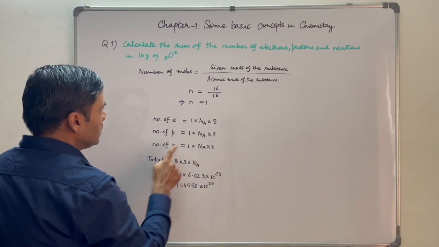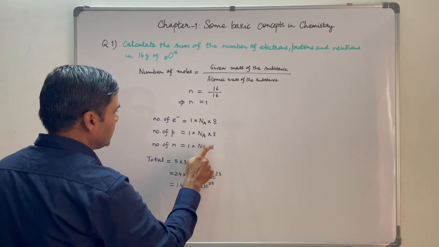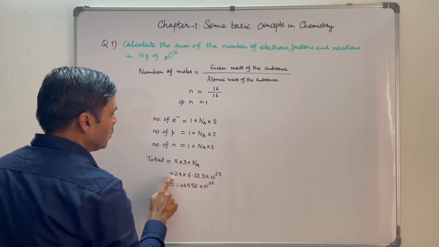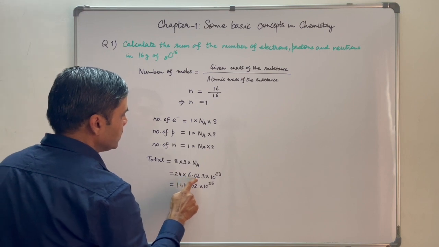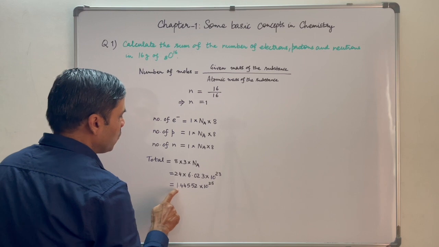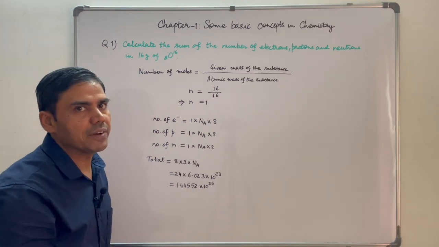So total will be sum of all three. So that will be equal to 8 plus 8 plus 8 means 24 into Avogadro constant. So that will be equal to 24 into 6.023 into 10 to power 23. And that will come out to be 1.44552 into 10 to power 25.